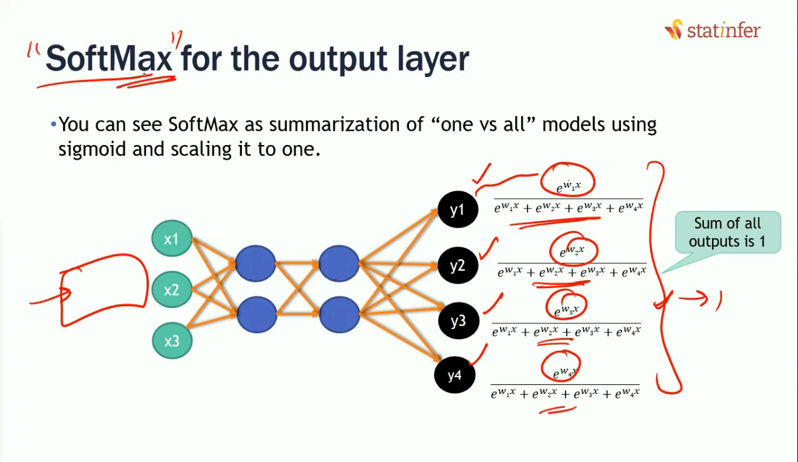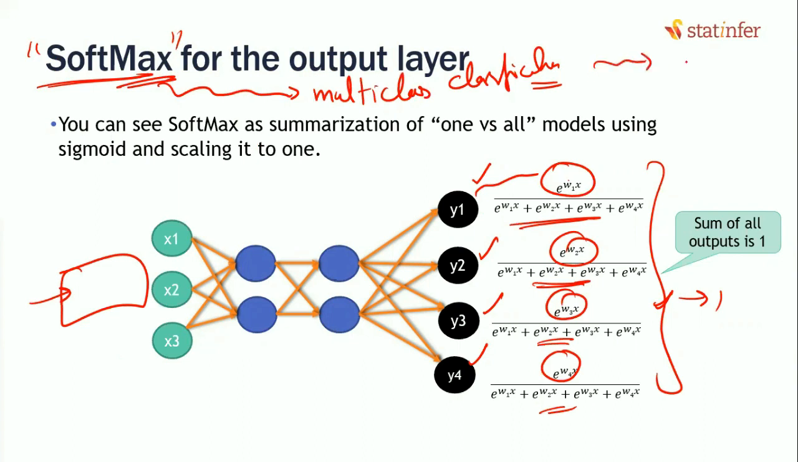We don't use this anywhere else. In which case is it used? It is used for multi-class classification only. Yes or no? For multi-class classification, we use softmax at which layer? At the output layer, the final output layer. That's correct.